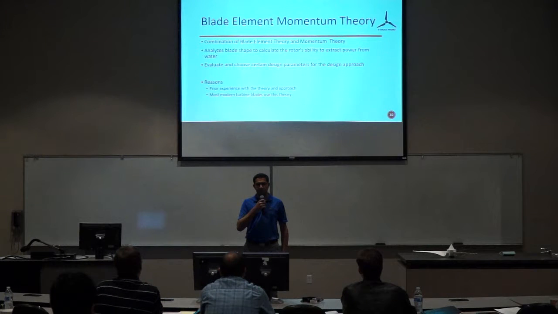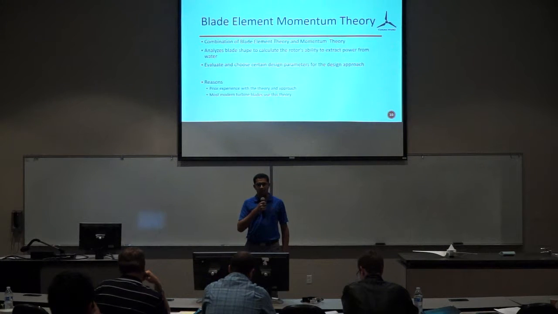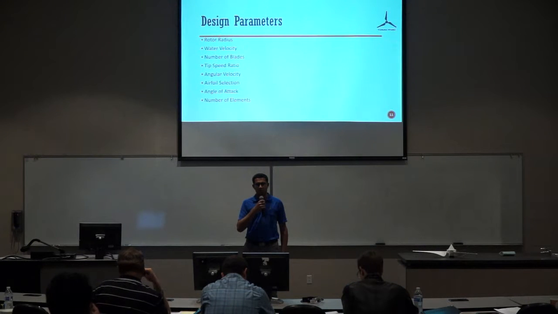For the design approach, the team must evaluate and choose certain design parameters. The reasons we chose to use the blade element momentum theory is because I have prior experience with this theory and approach. Also, most modern turbine blades are designed by using this theory. So the design parameters for the blade element momentum theory are the rotor radius, water velocity, number of blades, tip-speed ratio, angular velocity, airfoil selection, angle of attack, number of elements.